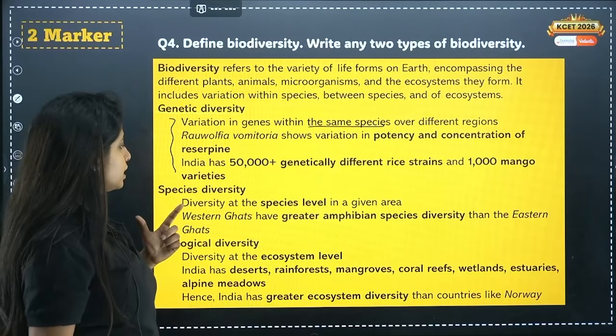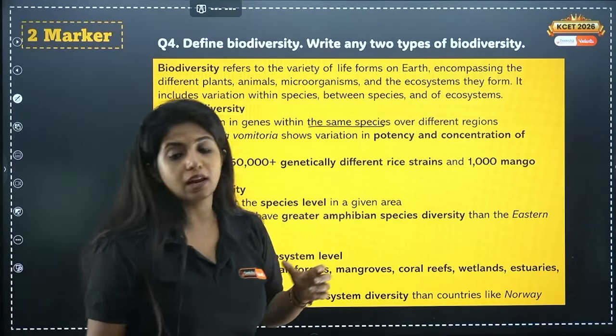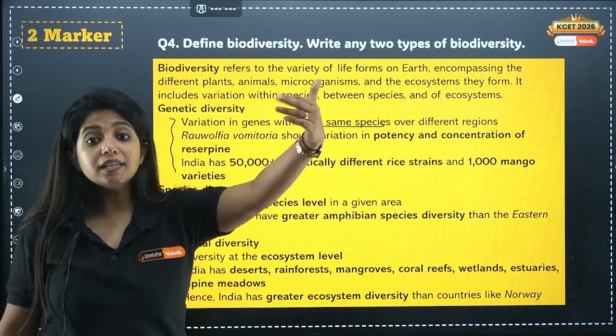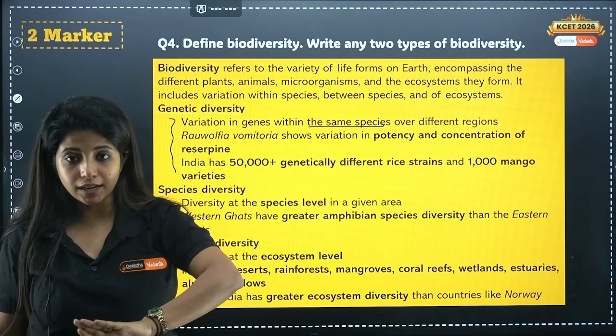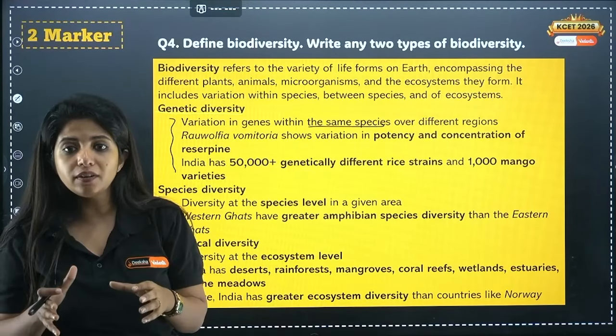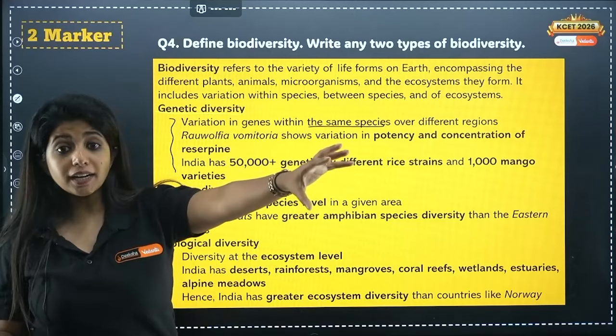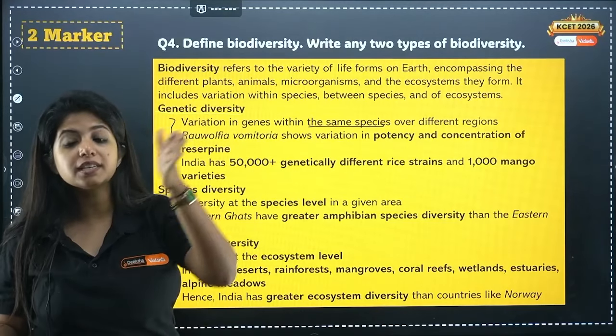Now, species diversity. Diversity at the species level in a given area. That means Western Ghats have more amphibian species than Eastern Ghats. You get it? So, at the species level, it's diverse. Western Ghats have more species of amphibians than what?